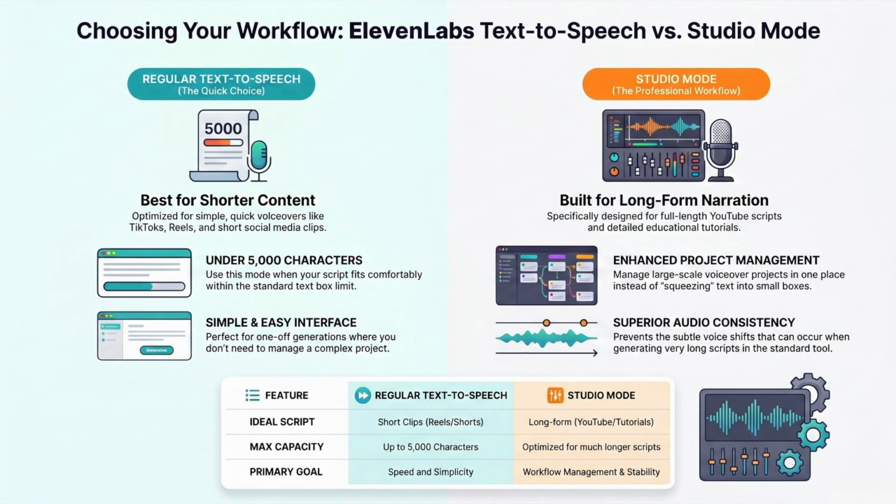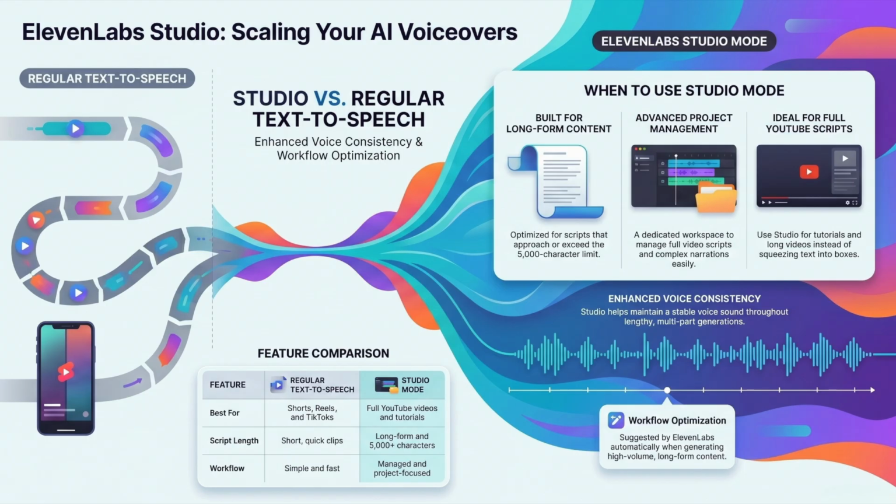Here is something important I learned while using ElevenLabs. If your script is very long, the regular text-to-speech tool may hit the character limit. And even when the text fits, a very long generation may not always sound exactly the same from beginning to end. For example, when I tried a longer script, the voice sounded slightly different in another part of the generation. So my tip is to keep your voiceover sections manageable.